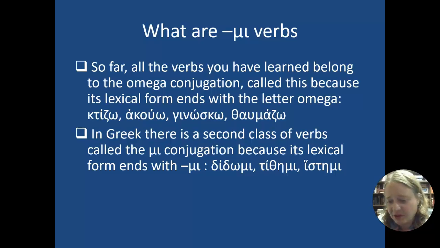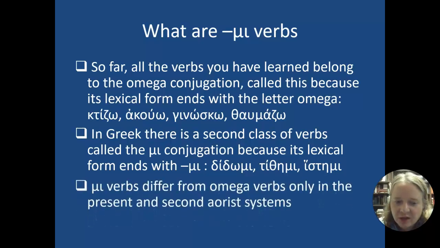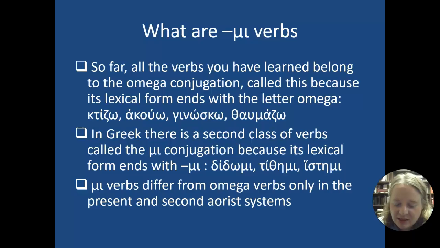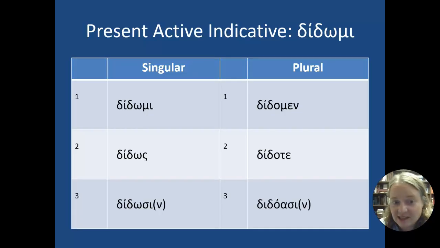I'm not an etymologist, but my understanding is that this is an older class of verbs, and some of them were super common, and so they hung over even as verb formation changed. The mi verbs only differ in certain places, especially in the present and in the second aorist. But then their translation doesn't differ, it's just recognizing them.